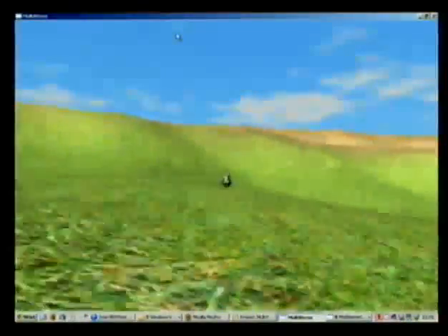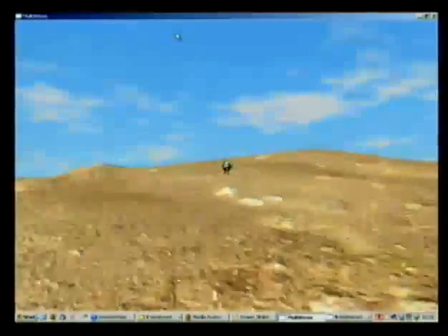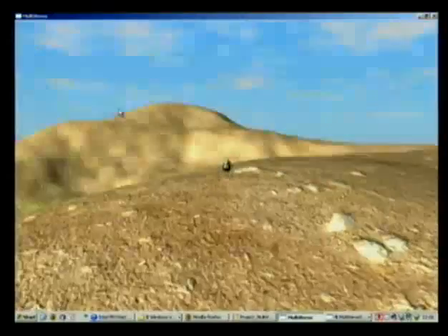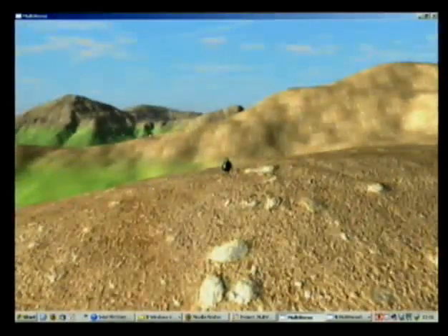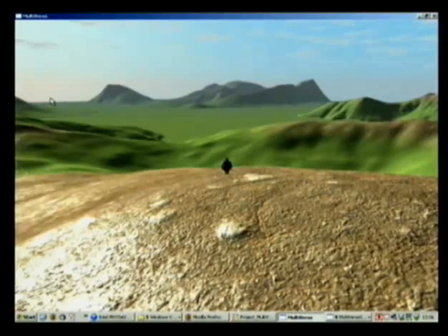Let's see if I can find a higher spot so we can look over the world. Okay, I can see one other server. Yeah, there. The mountains at the back of the horizon, that's one other server.